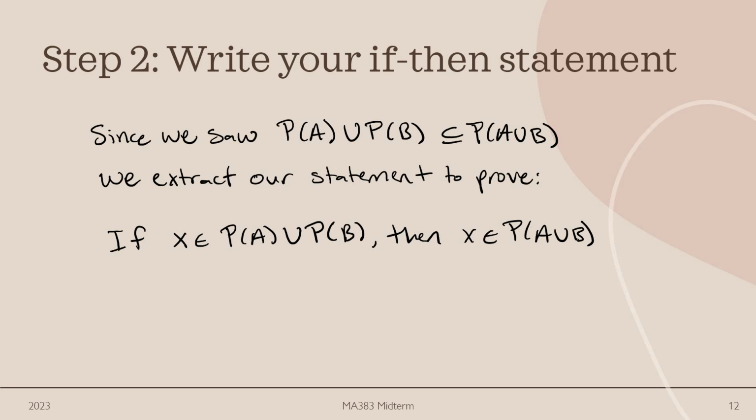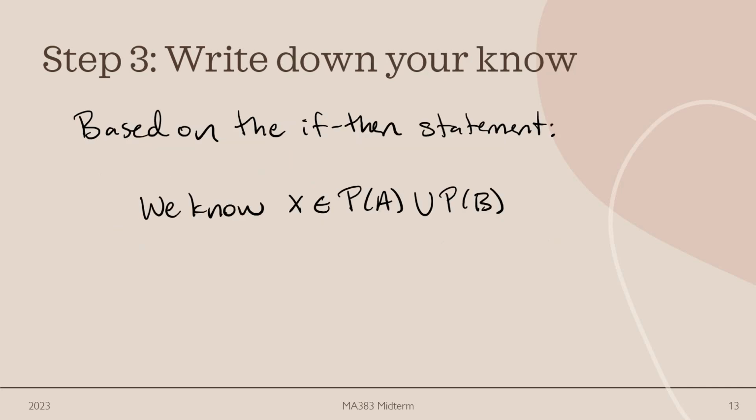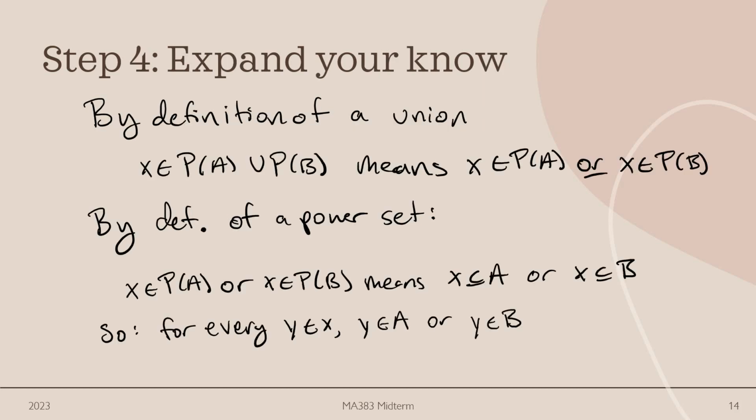So how we're going to reword that is, if X is an element of the power set of A union the power set of B, then X must also be an element of the power set of A union B. Now, we're going to identify our know from that statement. So as I talked about, the know is going to be the statement between if and then. So that's our givens and what we have to work with in this proof. So we know X is an element of the power set of A union the power set of B.